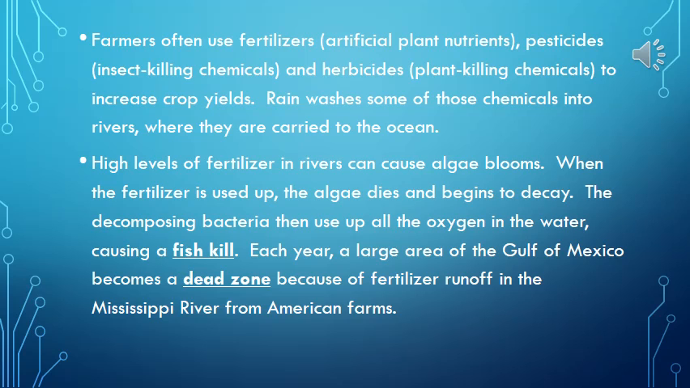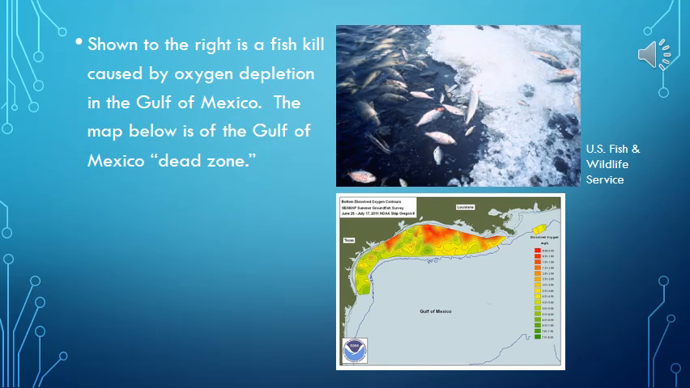Each year, a large area of the Gulf of Mexico becomes a dead zone because of fertilizer runoff into the Mississippi River from American farms. Shown to the right is a fish kill caused by oxygen depletion in the Gulf of Mexico. The map below is of the Gulf of Mexico dead zone.